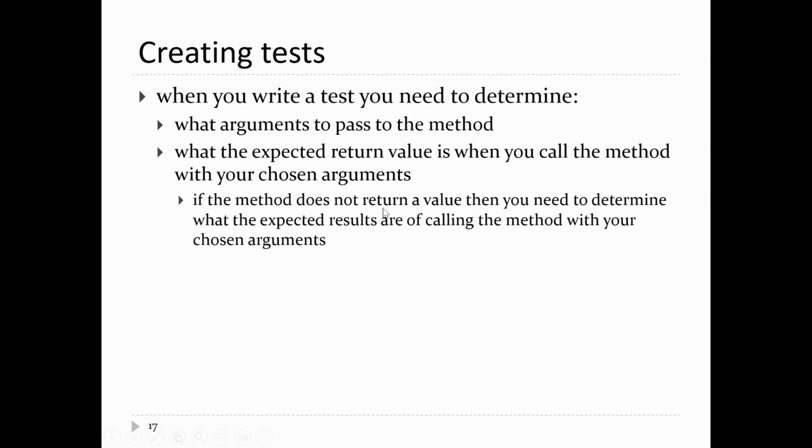Now, some methods don't return a value, but they do something else. In those cases, you have to determine what is the something else that the method does, and how you are going to test what that method just did. We'll look at examples of those in a later lecture. So for now, we're just testing a method that returns a value.